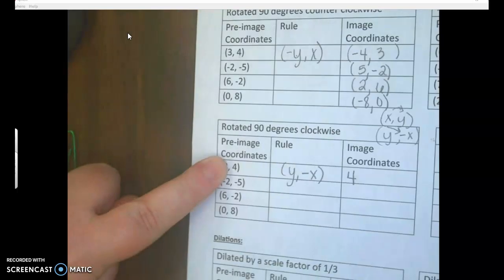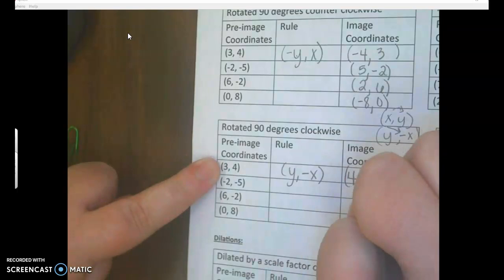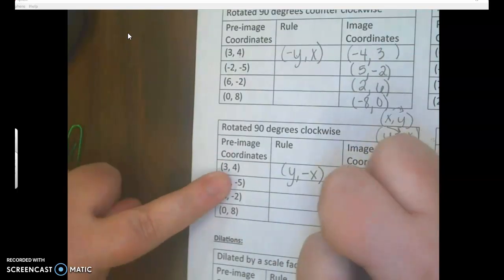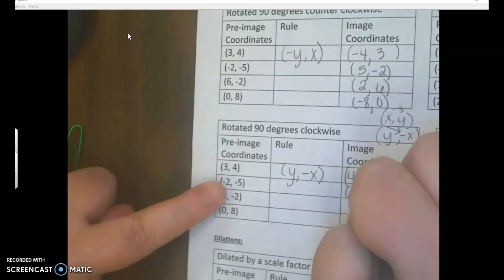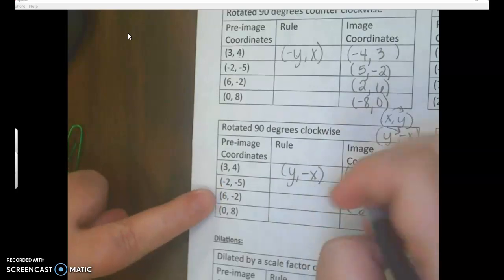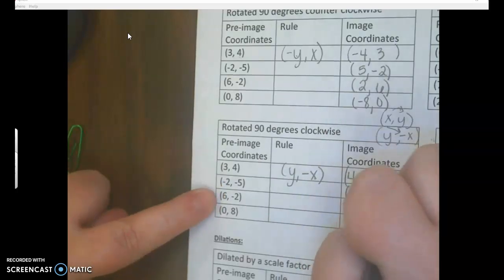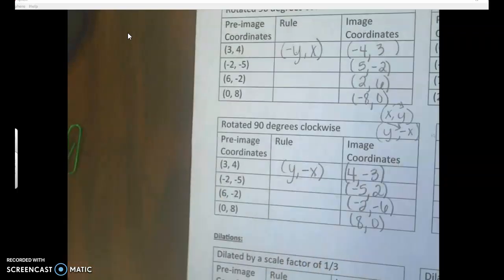It's going to stay as a 4. My x will be its opposite, -3. Y will stay the same. My x will be its opposite. Y will stay the same. And because x is the negative version, it's going to be its opposite. Y will stay the same, and x will be its opposite.